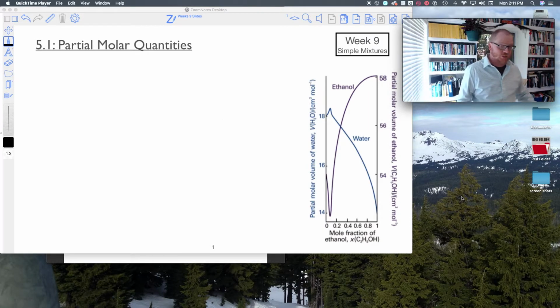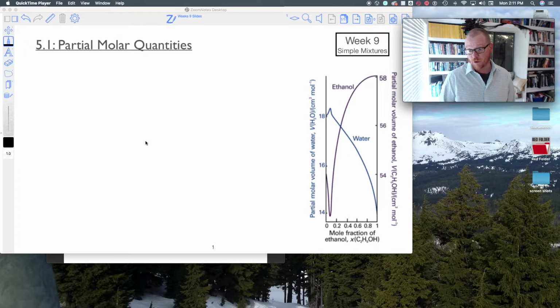So getting into this chapter 5 on simple mixtures. I am expecting a pretty quick turnaround time on this chapter because we do need to get caught up. But also this is a relatively short and sweet and simple chapter. So this will be largely conceptual, not a whole lot of math. I doubt that I will generate any Igor activities from this chapter, but there's still some really cool chemistry going on here. So, partial molar quantities.